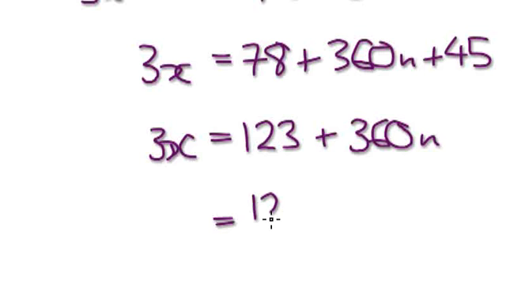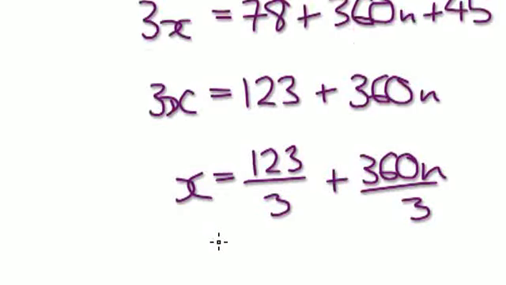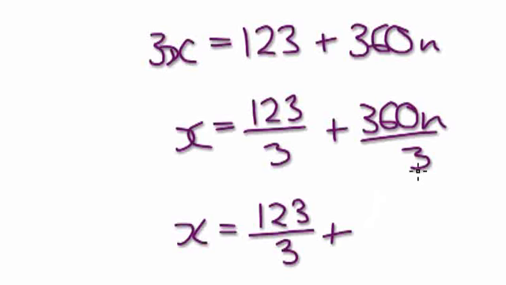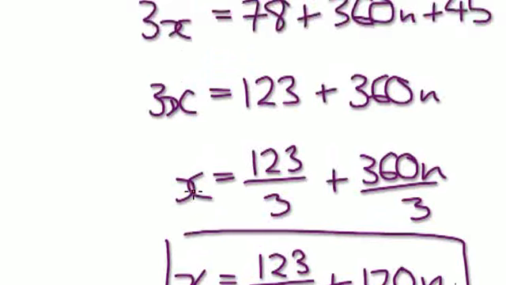So this will be 123 over 3. This will be 360n over 3. That will give you x. So x equals that here. So let's leave it as a fraction here, and we can remove the n out here, and then these two will simplify here. So that will be 120n here. Okay, so this is our first set of solutions here.